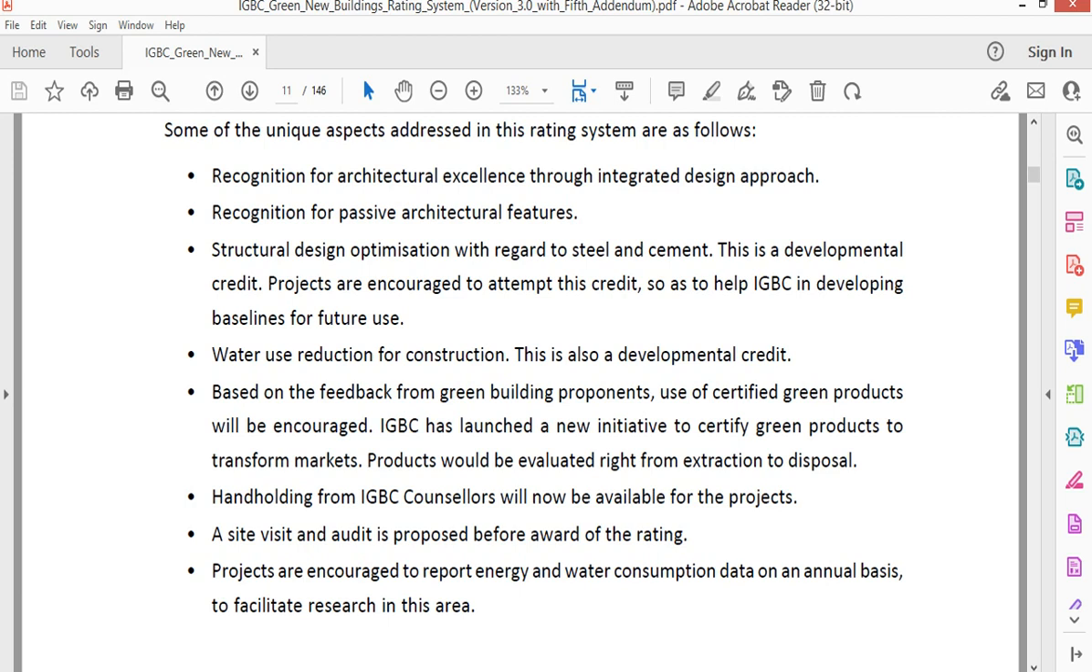award of the rating. So a site visit is actually done by the IGBC team, and the audit is done through the form of commissioning to see that the various design features are implemented. And this is actually done during the certification stage, which I will be talking about further. Then comes the last aspect, which is about reporting energy and water consumption on a yearly basis. So for this, projects are actually encouraged to do so, as this would help in facilitating more research in understanding how to save water and energy.